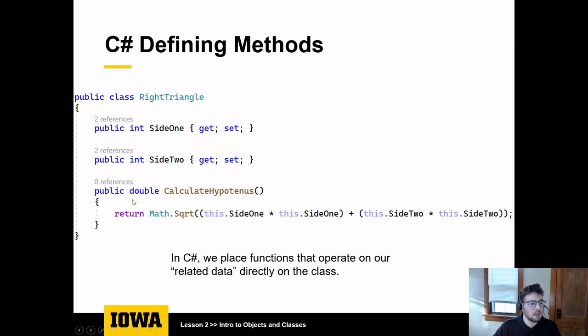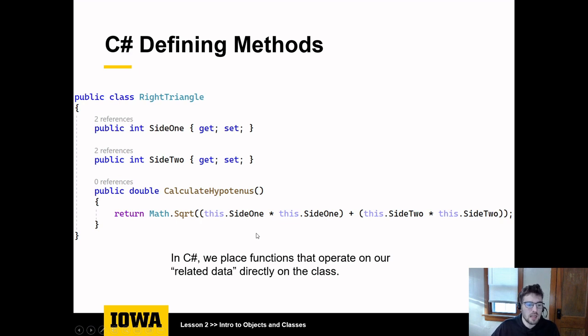So this is a method, okay? And so calculate hypotenuse returns a double, and it's a public method, and this is our implementation. Now, you can see in Python we had to pass in the dictionary as a parameter to the function, but as a method, we have access to all the data that we know to be part of right triangles in general.